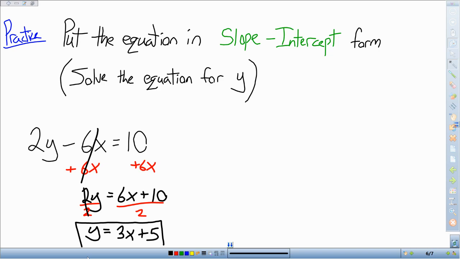All right, so yeah, it was a quick one today, guys. But yeah, the next lesson we'll get into actually graphing in slope-intercept form. You'll see it's really simple stuff.